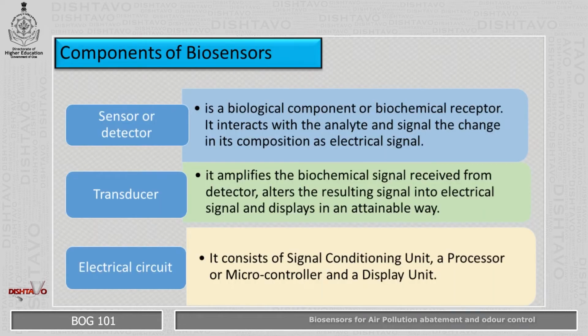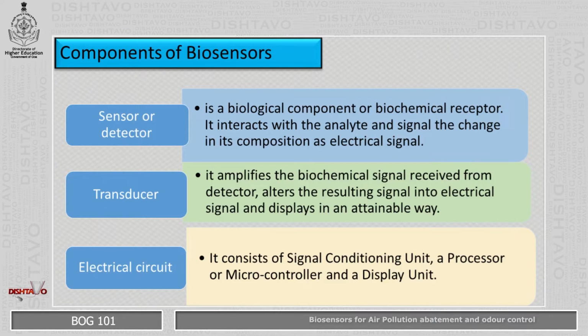Coming to the components of biosensor, biosensors have three components. First is sensor or detector, second is transducer, and third one is electrical circuit. So sensor is a biological component or biochemical receptor. It interacts with the analyte and signals the change in its composition as an electrical signal.